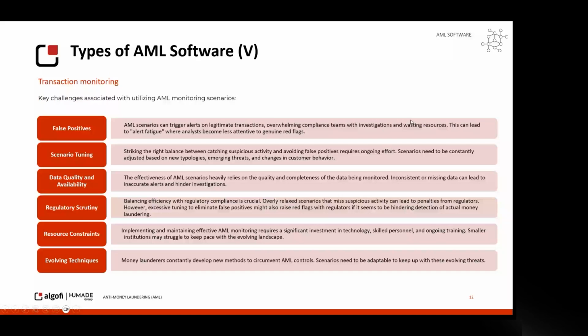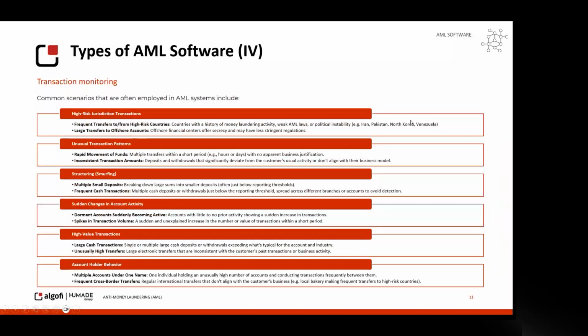Common scenarios that are often employed in AML systems include the following. Here, I'm just going to give a few examples of the rules based on which a transaction can be identified as suspicious. High-risk jurisdiction transactions. Frequent transfers to or from high-risk countries. Countries with a history of money laundering activities, weak AML laws, or political instability. For example, Iran, Pakistan, North Korea, Venezuela.